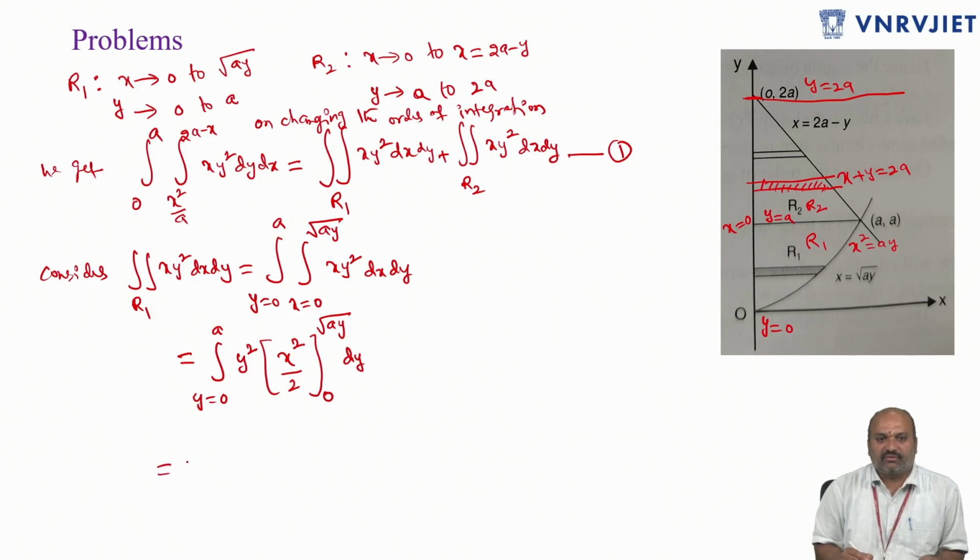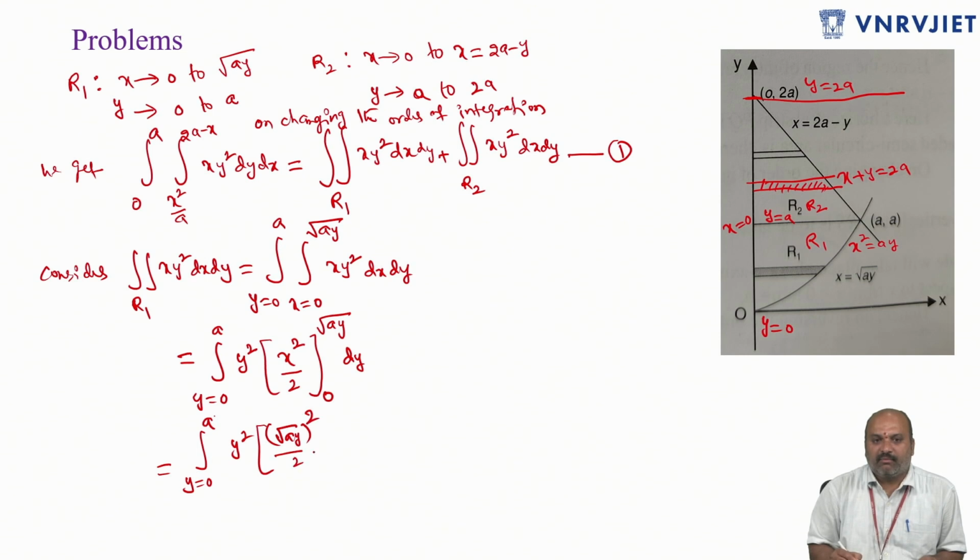Now this is equal to integral y equals 0 to a. Now it is y square into, let's substitute the limits. Upper limit is root over ay. Instead of x we have to substitute root over ay, since we integrated with respect to x. Root over ay whole square divided by 2, minus substitution of lower limit 0, no contribution, dy.